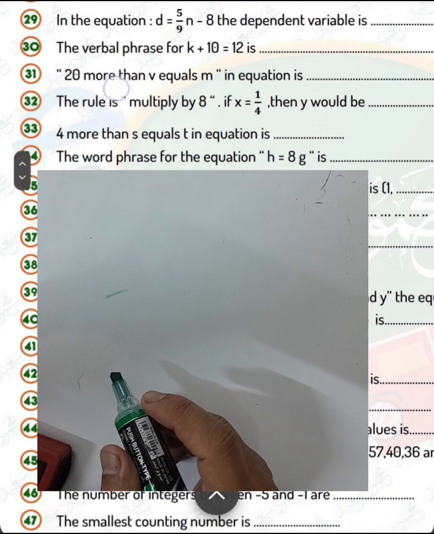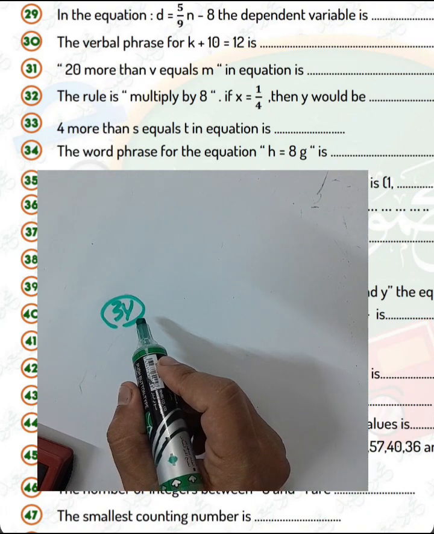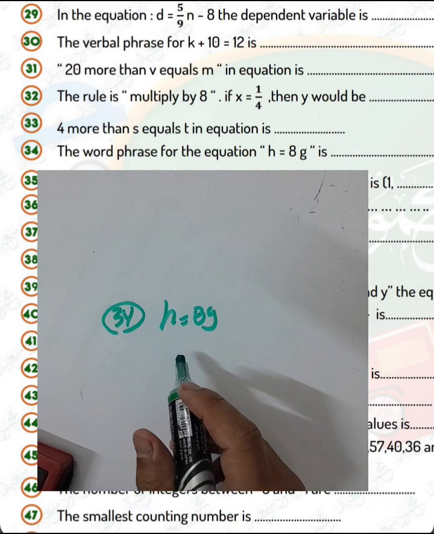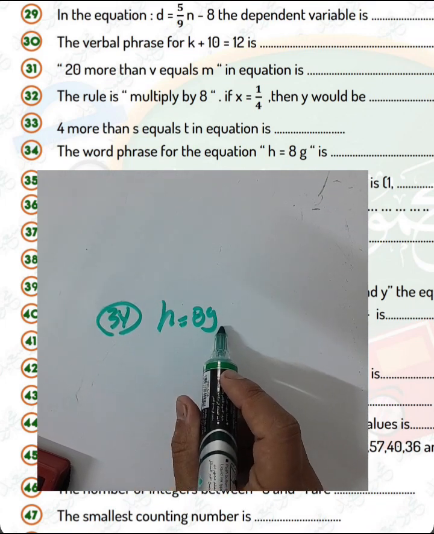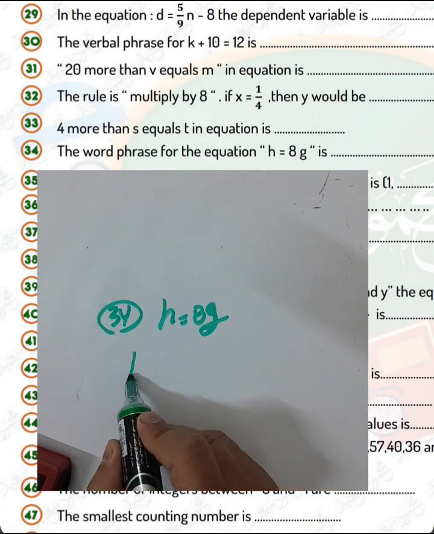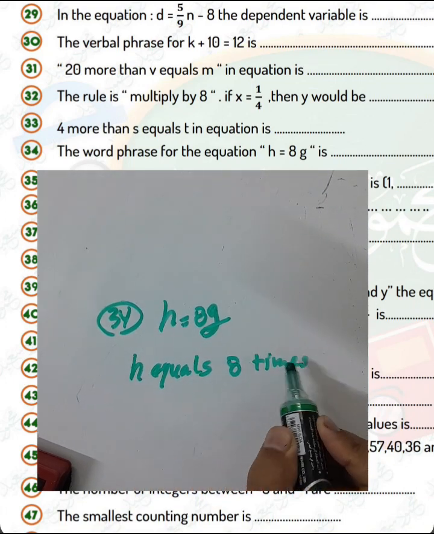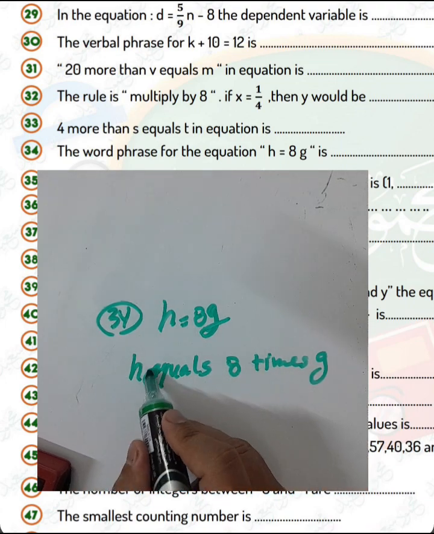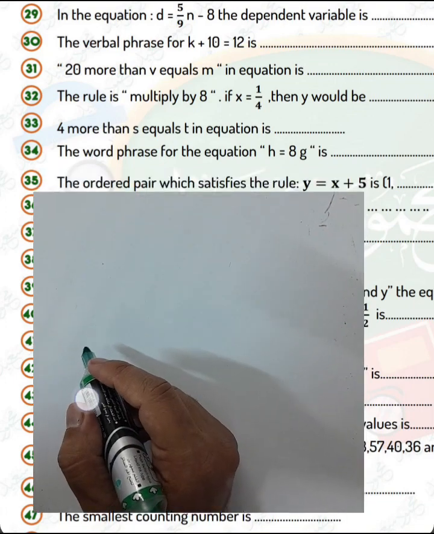Question 34. The word phrase of h equals 8j, we can write here h equals 8 times j. Okay. h equals 8 times j, or h equals the product of 8 and j. Okay. Question 35.